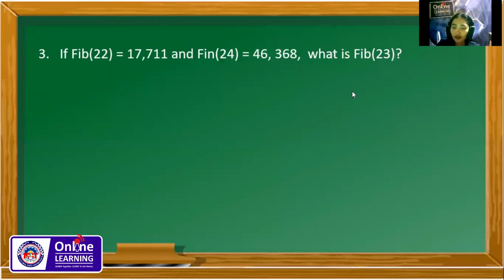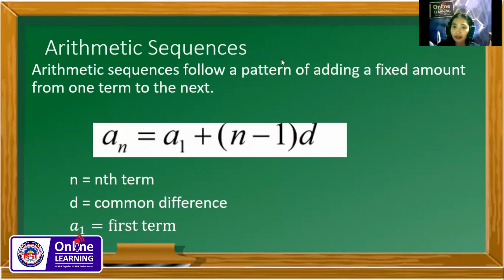Okay. Another. So, we proceed to arithmetic sequence. So, according to arithmetic sequence, follow the pattern of adding a fixed amount from one term to the next. So, we use our formula an is equal to a sub 1 plus n minus 1 multiplied by d, the common difference. So, n is equal to the nth term. Then, d is the common difference. Then, a sub 1 is the first term.